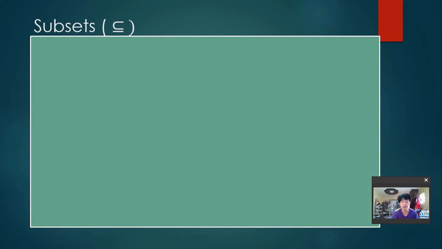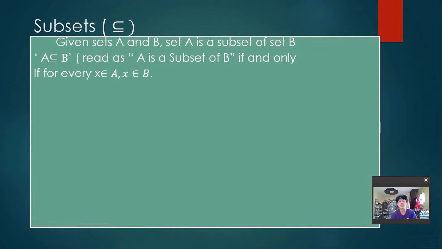Now, let's go over the definition of subset. Given two sets, A and B. Set A is a subset of set B. That's the symbol. Read as A is a subset of B if and only if for every x, x is an element of A and x is an element of B. Now, do you understand this notion? So it's not clear for you. Now, let's have an example for you to understand.